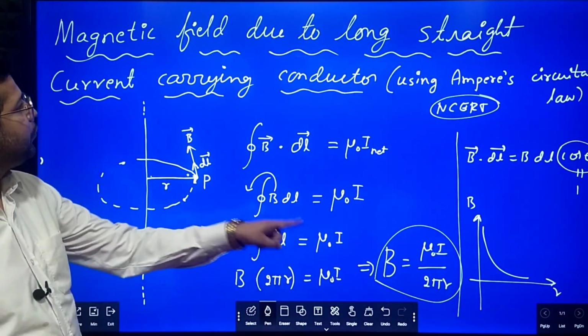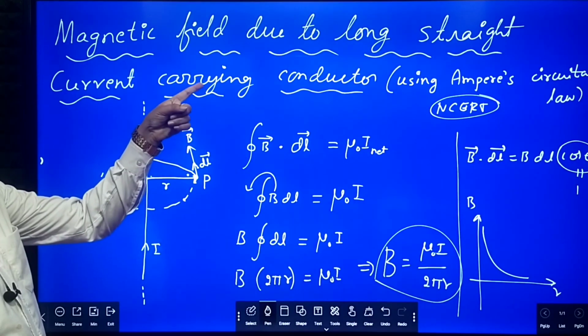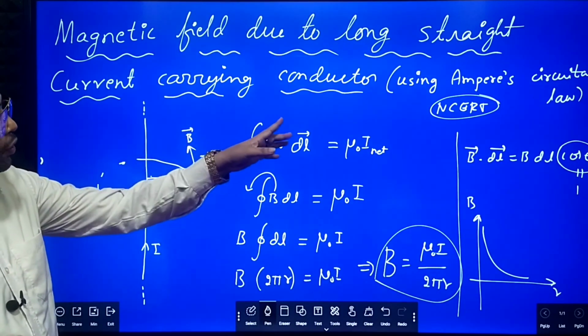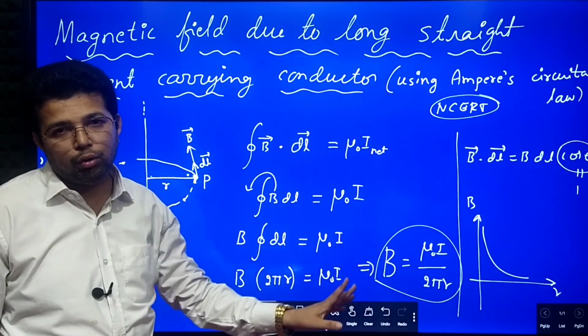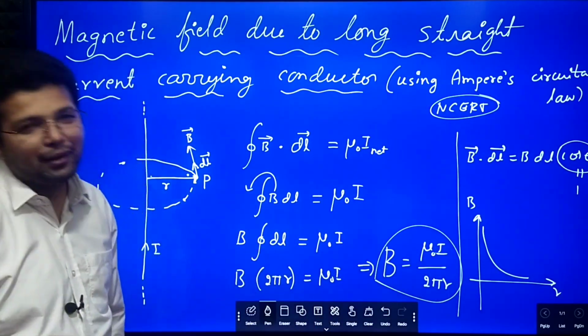So the magnetic field due to an infinite or long straight current carrying wire, using Ampere circuital law, is given by the expression mu naught I divided by 2 pi r. Hope you understood this. Thank you very much.